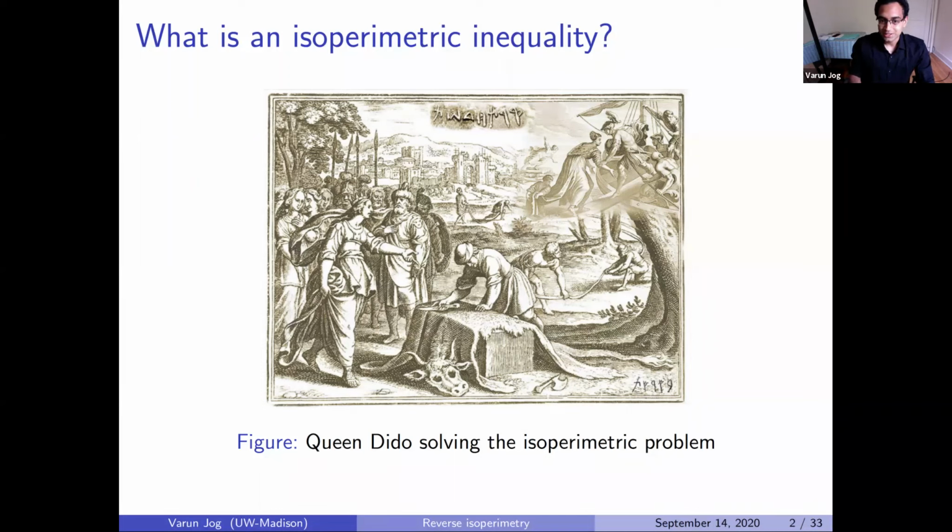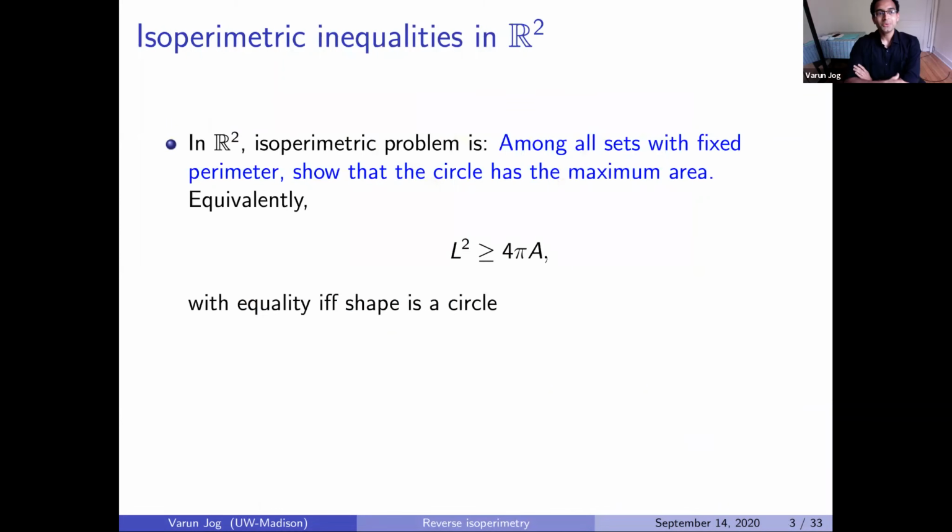Now she was faced with the isoperimetric problem: you want to encompass the largest possible area for a fixed perimeter, since the length of the ox hide is fixed. So what is the shape that encompasses the maximum area for a fixed perimeter? That's the isoperimetric problem in 2 dimensions. You can also write it as an inequality: if L is the perimeter, then L squared is greater than or equal to 4 pi A, and equality is achieved by the circle.